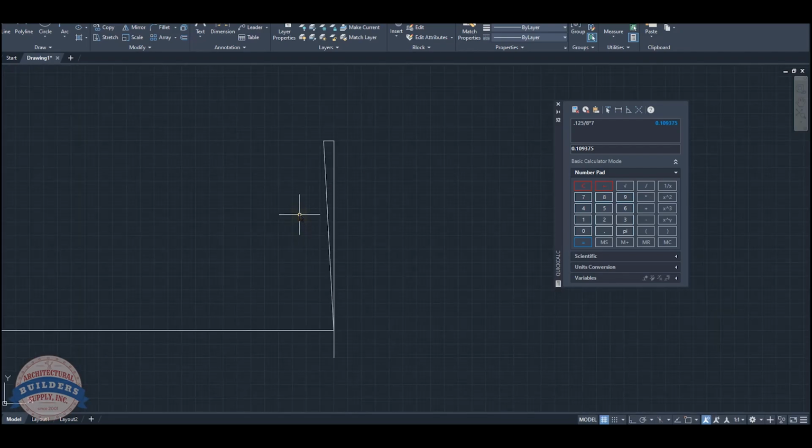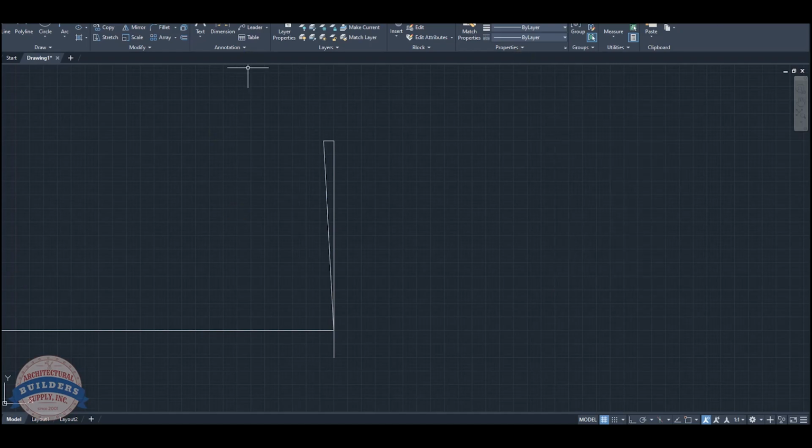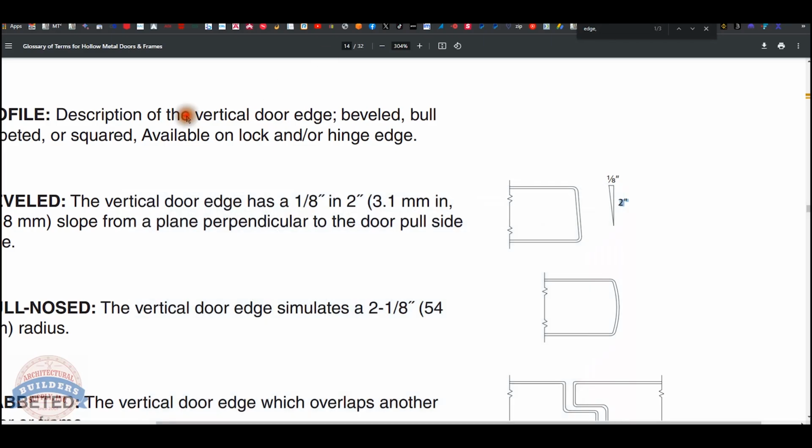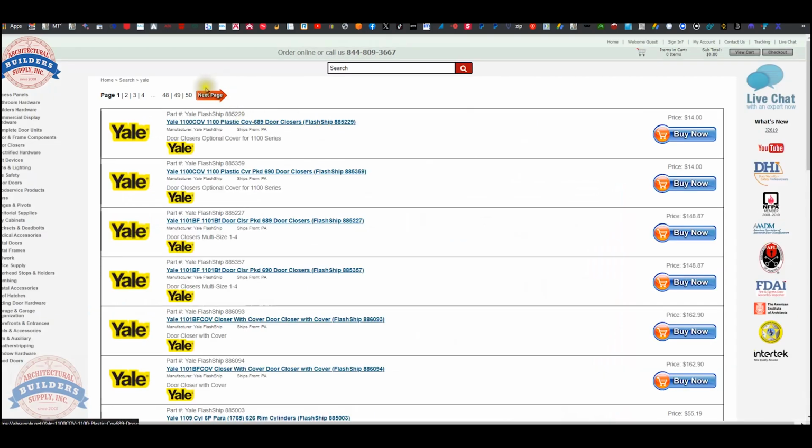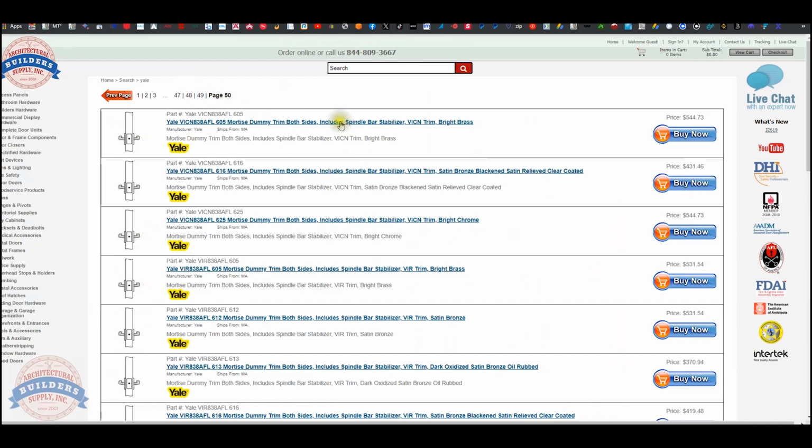So the point of all of this is that 1/8 in 2, according to AutoCAD, is giving us 4 degrees. Our industry definition is 3 degree. But what's really interesting also is that the definition has changed over time. What I mean by that is I happen to have some really old Yale catalogs on my website, on the manufacturer's page.